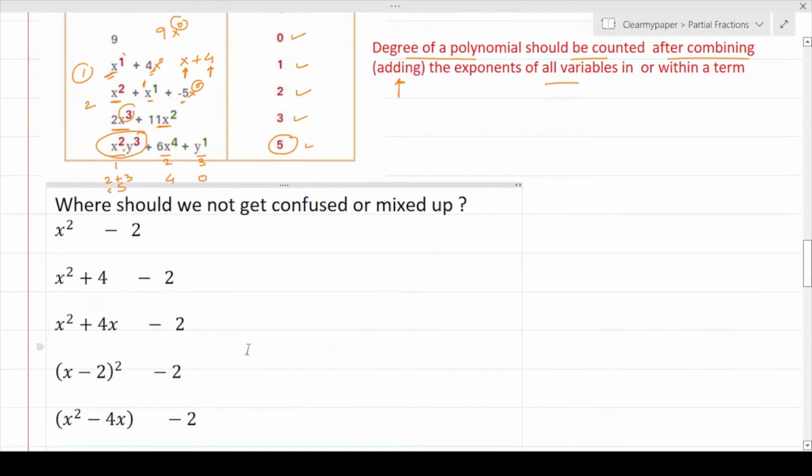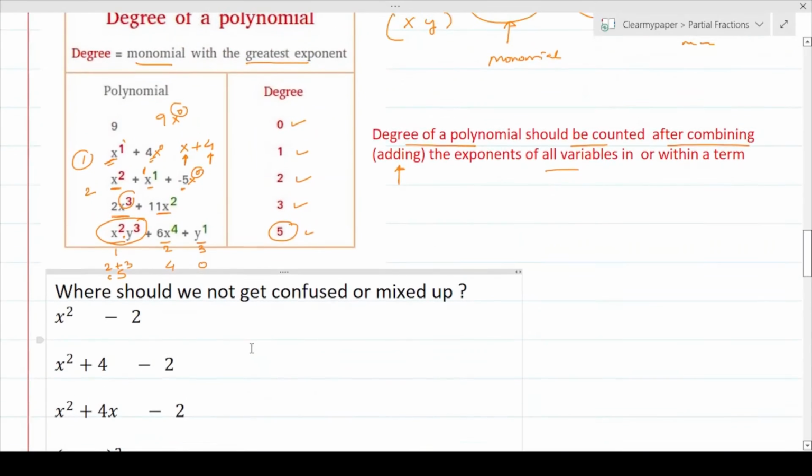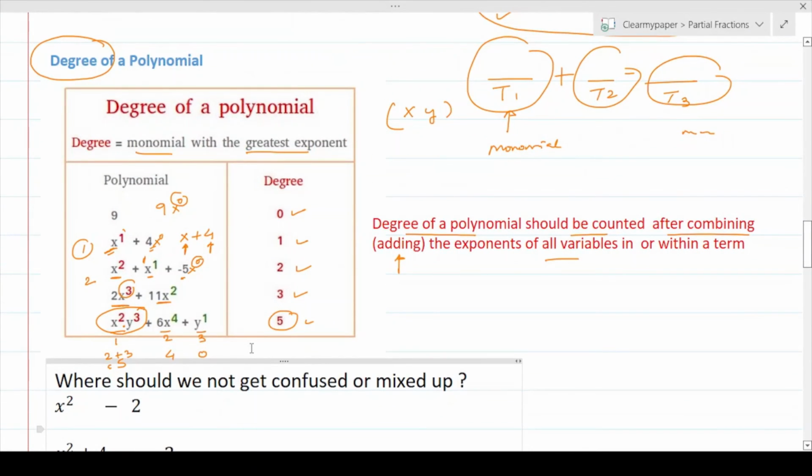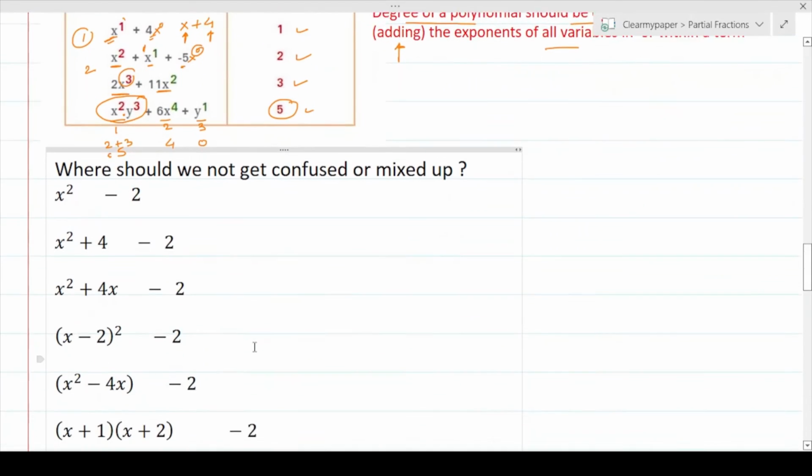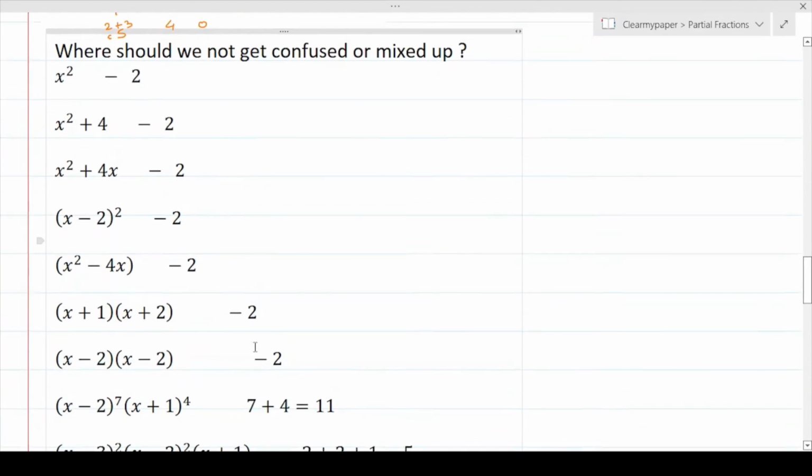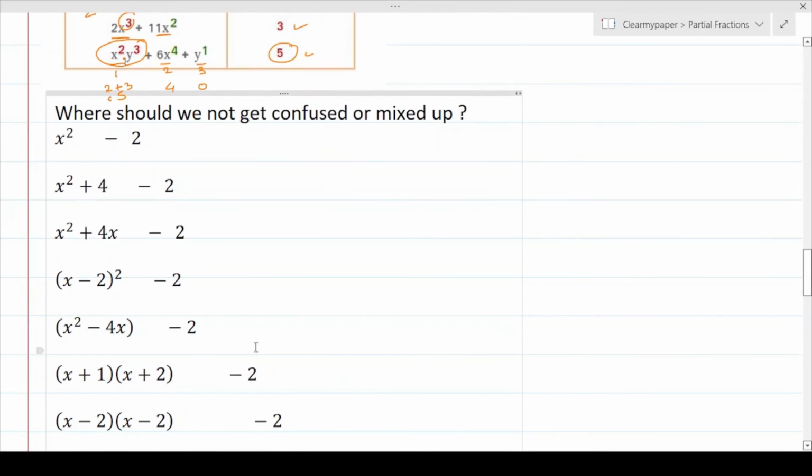And I put some more examples to make sure that we understand this. Although I don't think there are going to be any trick questions in the exam, it's better to know and get this concept clear. So we have taken some examples and I put some degrees here to show how you should think about that.